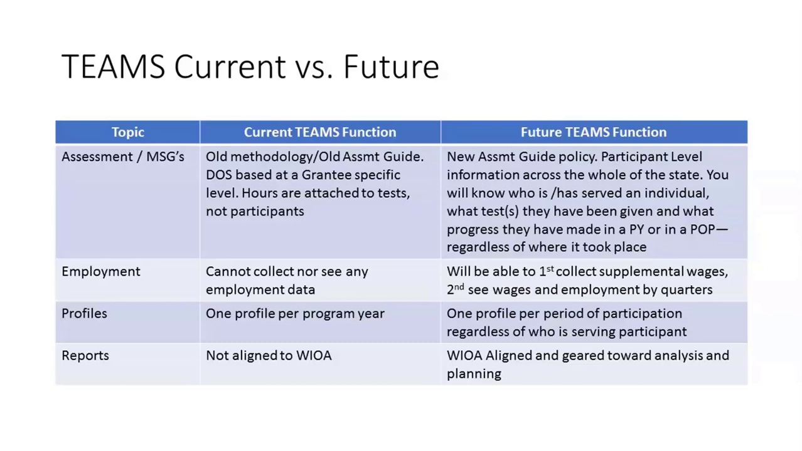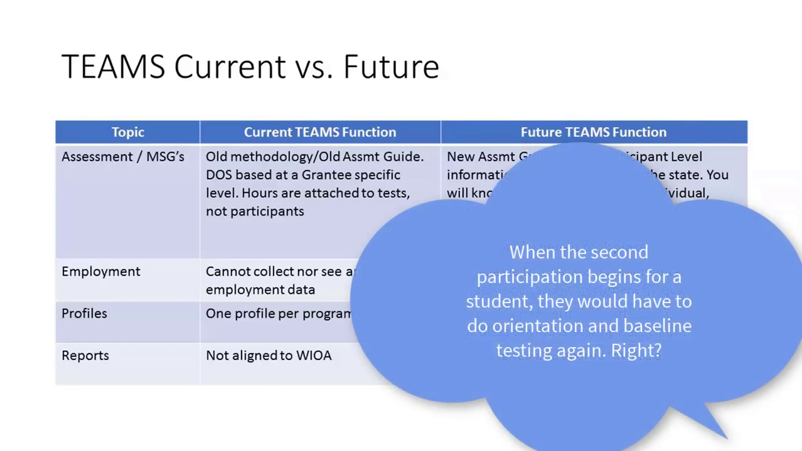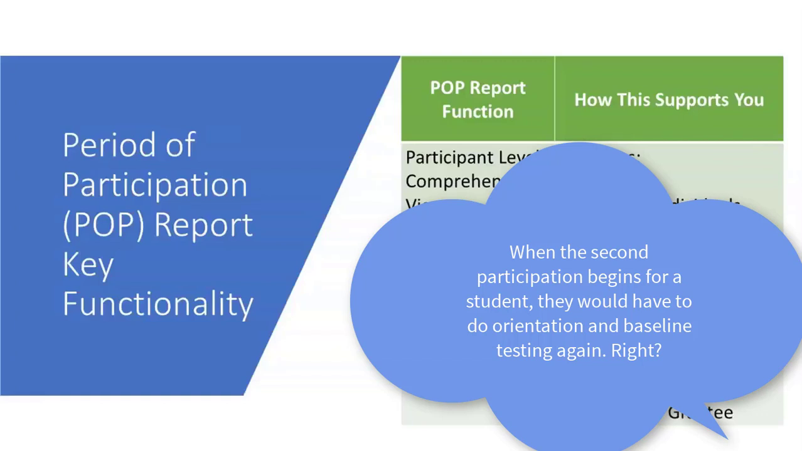Okay, there is a question before we move on. The question is, just to make sure, when the second participation begins for a student on the sample slide, they would have to do orientation and baseline testing again. That's a really good point. So yes, because of the way periods of participation work, and what defines a period of participation is the fact that we have had no contact with that person for 90 days or more. What we require is that if they return, we are going to have to, A, reestablish eligibility to make sure they're still eligible for our services, and basically that's retesting.